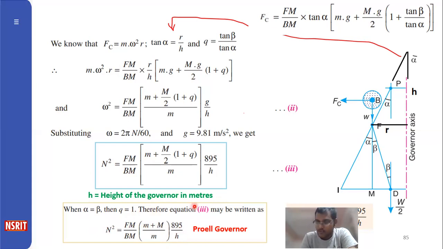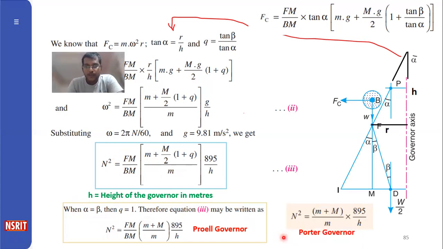Very, very important derivation. It is commonly asked. Compared to this equation, while solving the problems, you have to neglect the obliquity. That means you have to take alpha equal to beta. You have to neglect obliquity of arms. That means you have to consider alpha is equal to beta. If they don't mention it, you have to take directly alpha is equal to beta, then you get this equation. This is for the Proell governor.